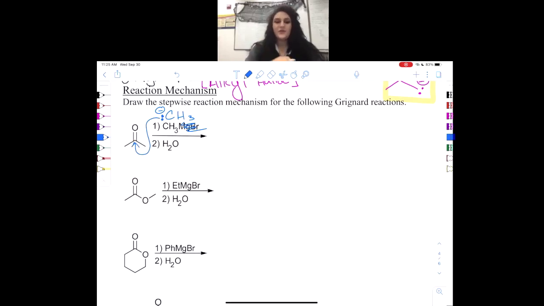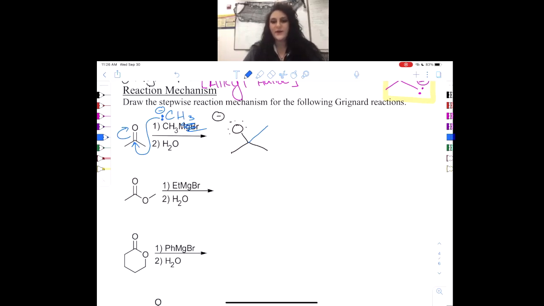So first thing we're going to do is we're going to look for an acidic hydrogen, right? Since there's none in sight, we're good to go for the Grignard reaction. So we attack the carbonyl. We move those electrons up. And now we have an O minus, and we also have our CH3.